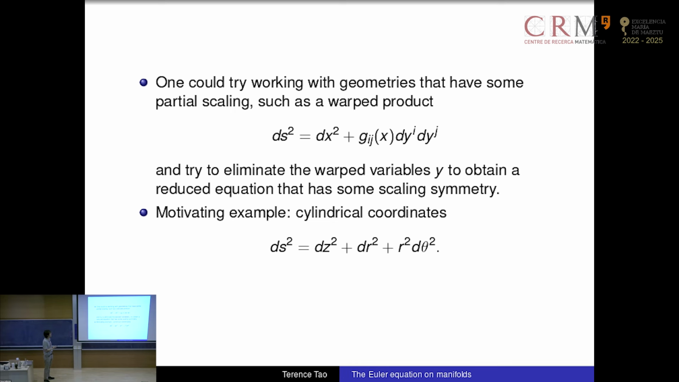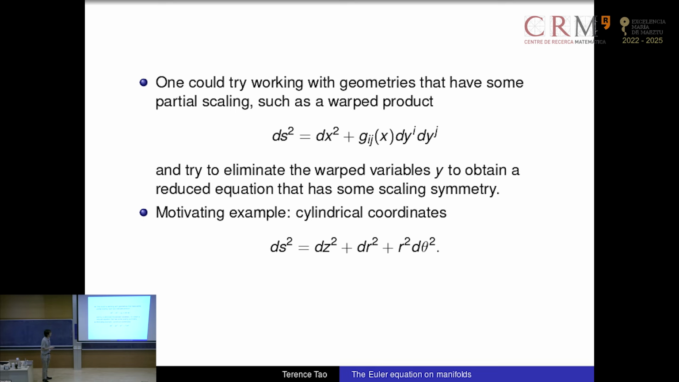Lots and lots of people study the Euler equation in axisymmetric coordinates, in cylindrical coordinates, and cylindrical coordinates are just basically representing R3 as a warped product of R2, which is really a half plane, and a circle. Right? In cylindrical coordinates, the metric is not quite Euclidean. There's a little warping factor R squared in the angular variable. This is a basic example of a warped product.